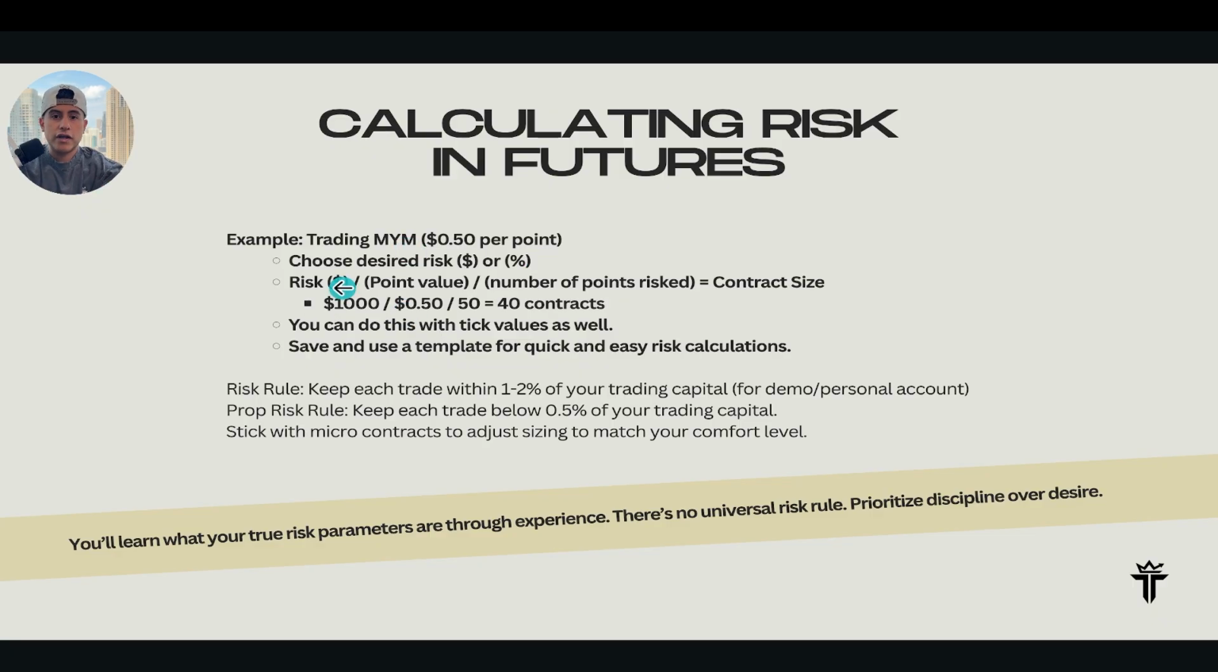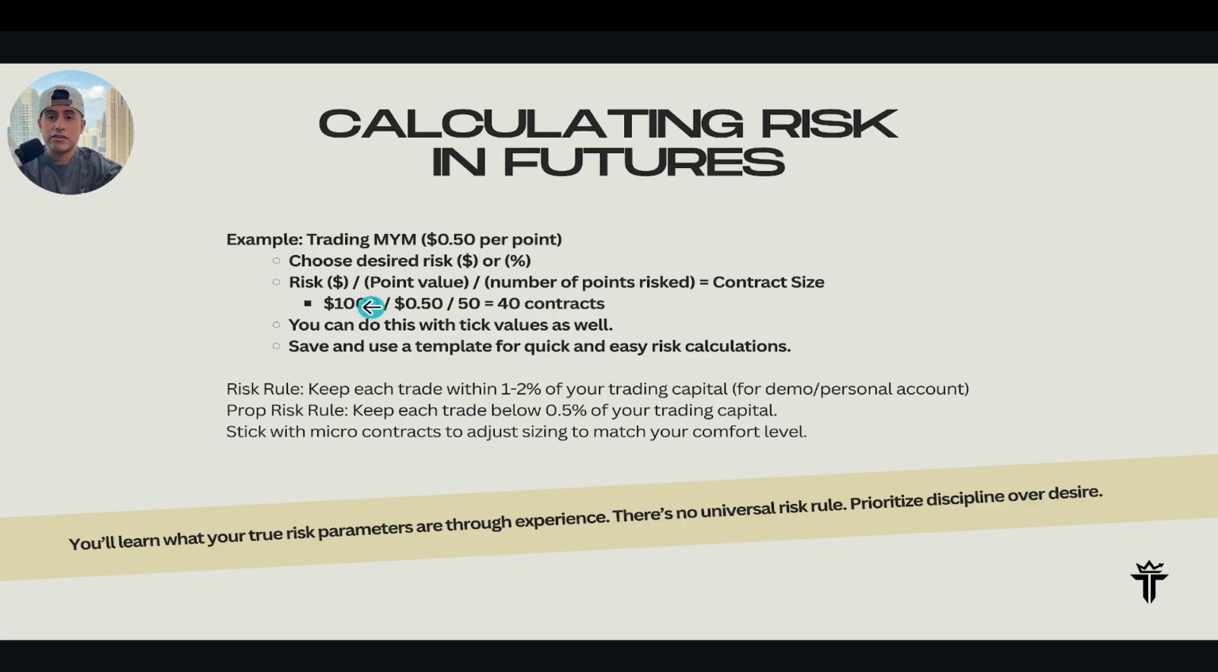So let's say you want to take a trade. You have to choose how much you want to risk. Let's say we're going to risk $1,000. Well, how do I know what contract size to use? You need to know a couple things. How much do you want to risk? The points value. If you're trading micro Dow Jones, it's 50 cents per point. And you need to know how many points you're risking, so how big in points your stop is.